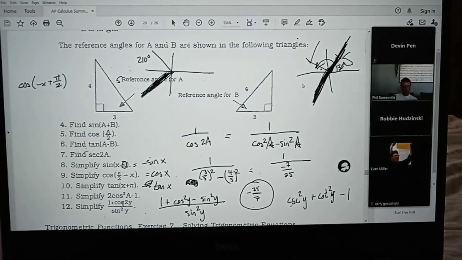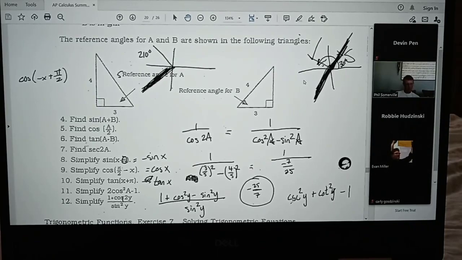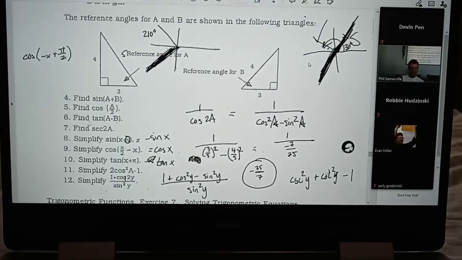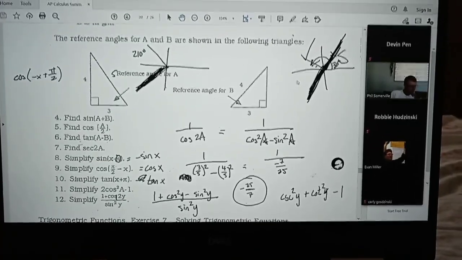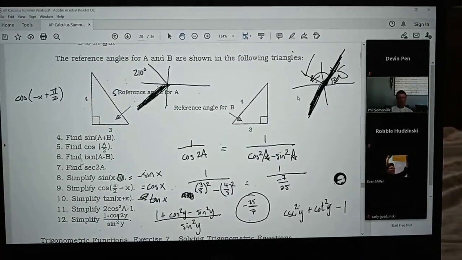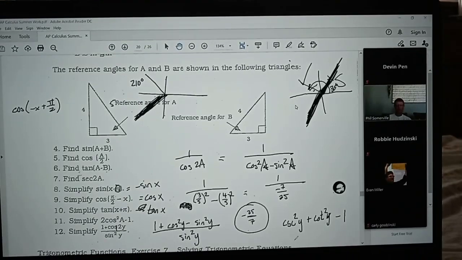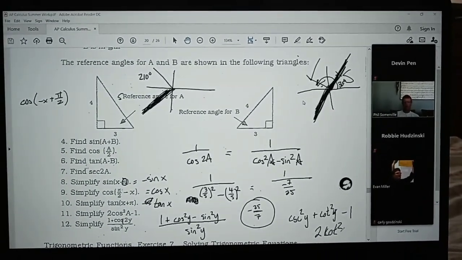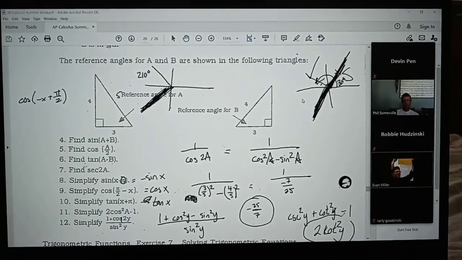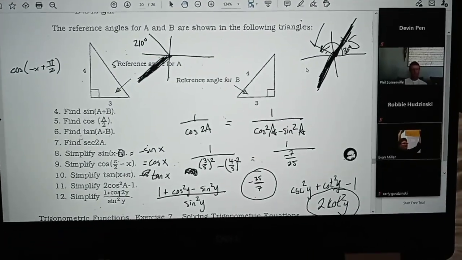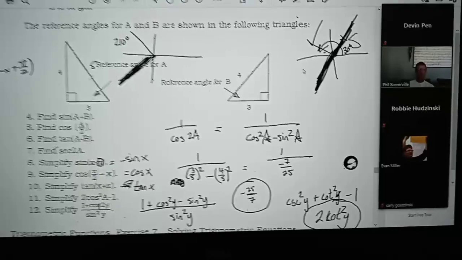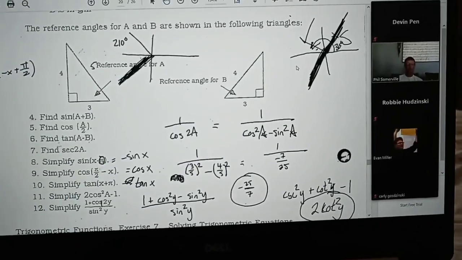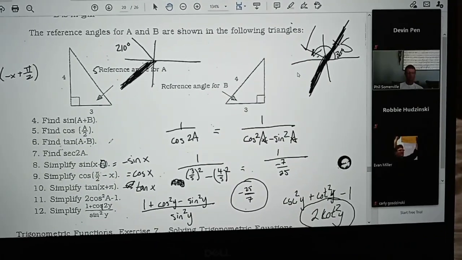Cosecant squared minus 1 equals cotangent squared. Yeah, right. So this right here and this right here ends up being cotangent, so your final answer is 2 cotangent squared of y. And you're not using any of these up here because we're not dealing with any y's up here. You'd only use these triangles up here if you're using A or B.